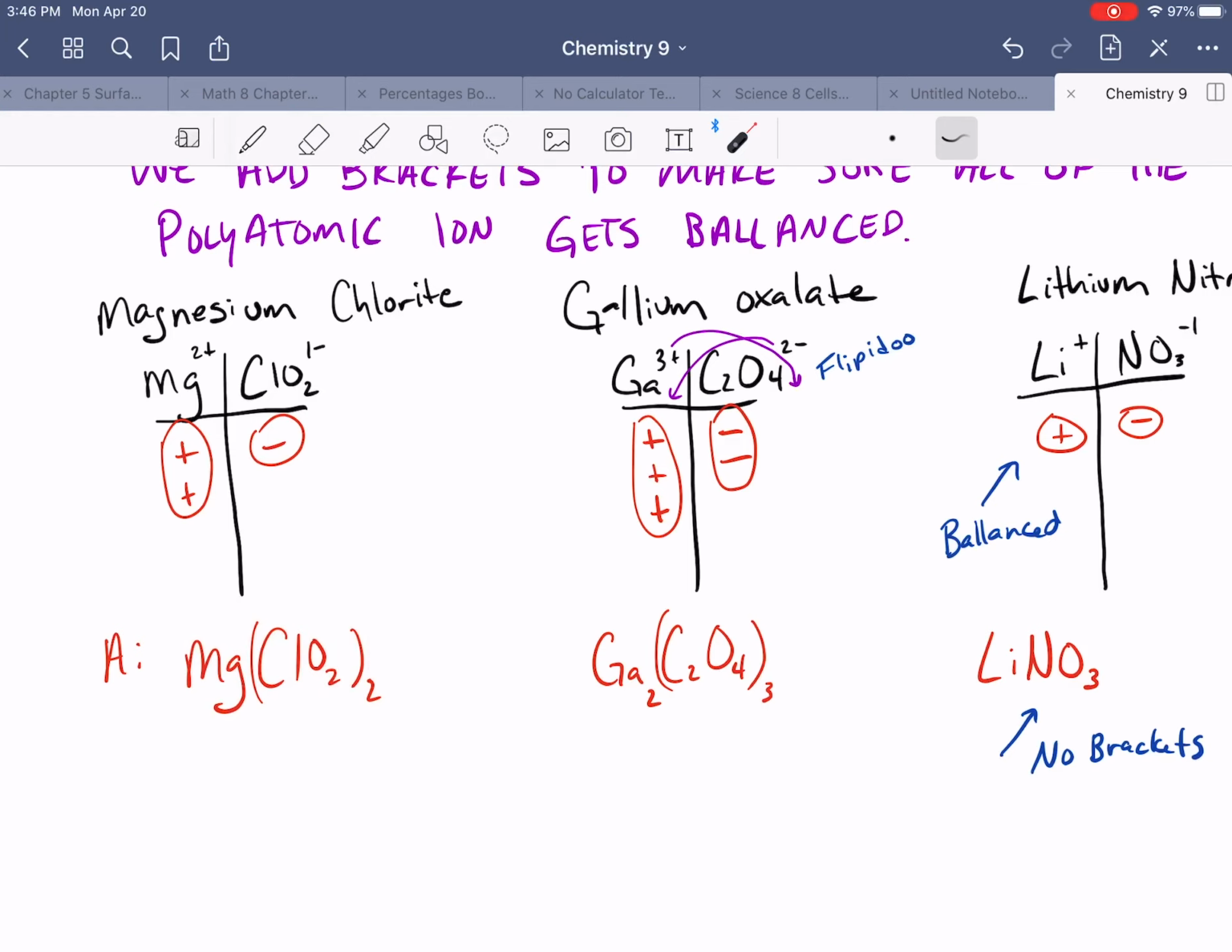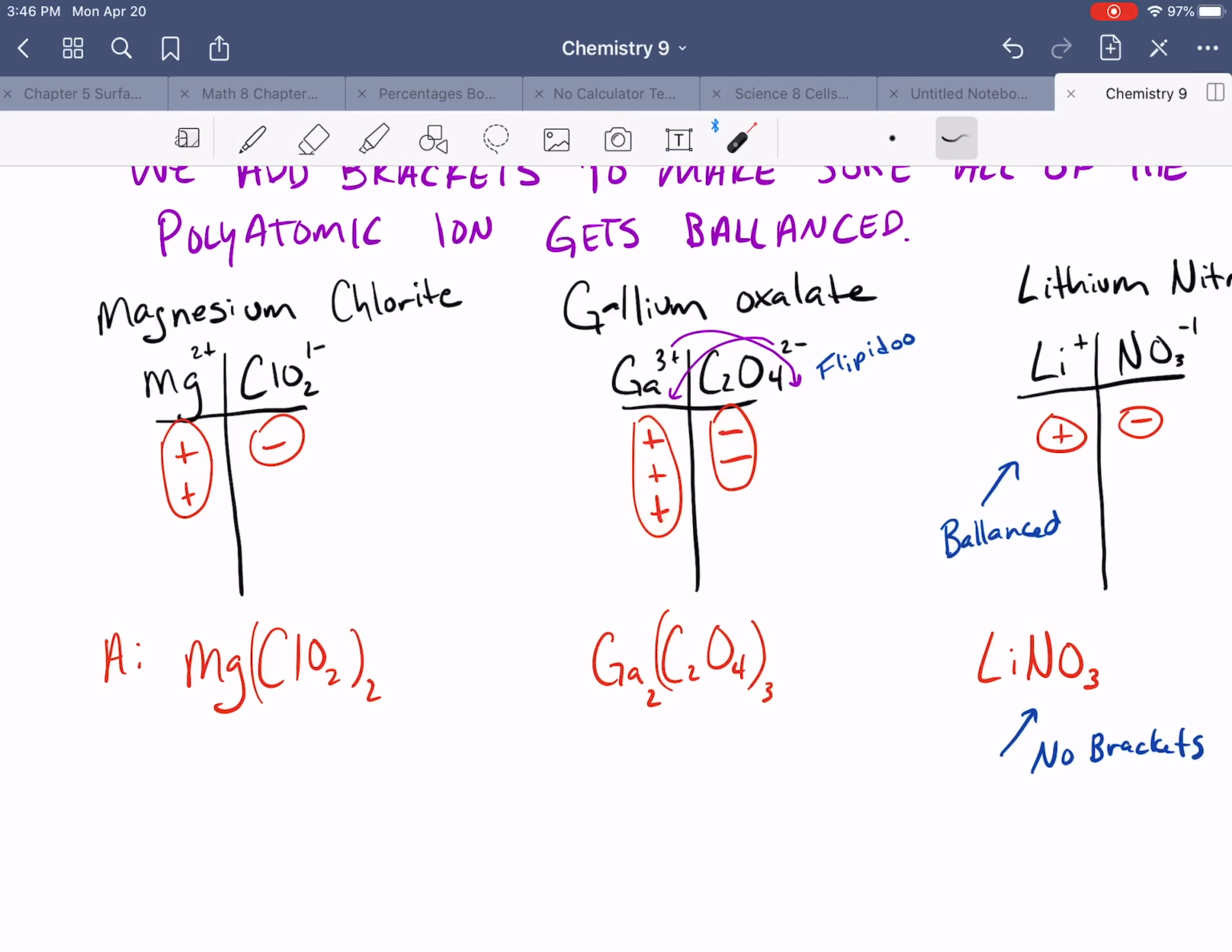We use brackets. If we look at this particular chart, we're looking at gallium and oxalate. Again, this doesn't end in "ide." If it ended in "ide," we could find it on the periodic table, but we can't. We have to find oxalate on the polyatomic ion table that I've provided for you, and it happens to be C2O4 with 2-. And hey, look at this. This guy has 3, and this guy has 2.